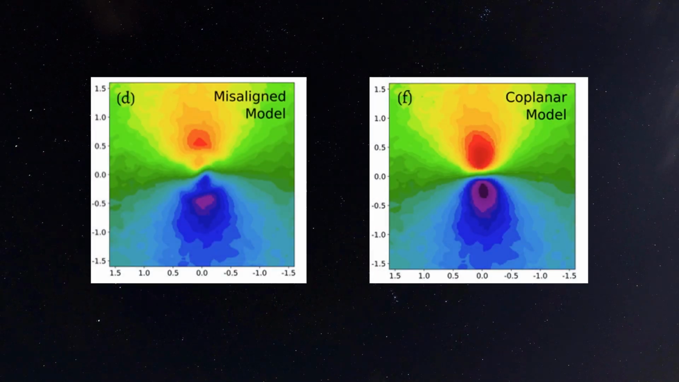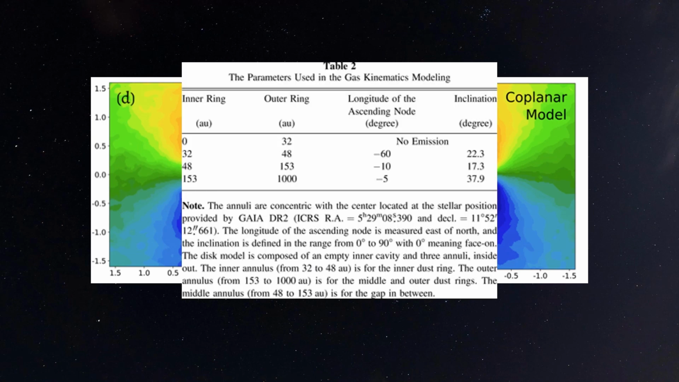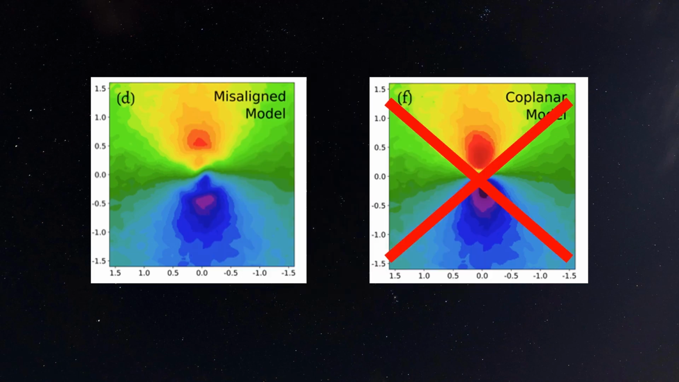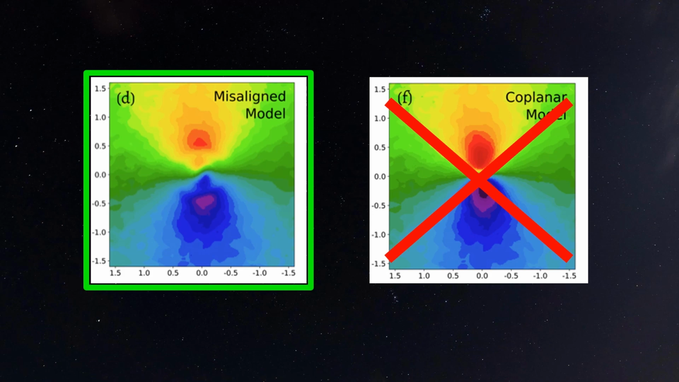These figures show the first moment map of 12CO emissions from GW Ori modeled as a coplanar and misaligned disk. The team used the parameters of this table to model GW Ori as a misaligned disk with an inner cavity and 3 annuli, while the coplanar disk was modeled with an inclination of 37.9 degrees and a position angle of -5 degrees. This data shows that the coplanar disk model cannot reproduce the first moment map observed by ALMA, so there must be a misalignment in the disk, as shown by the figure on the left.